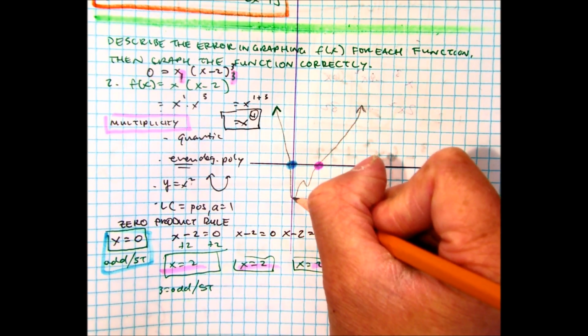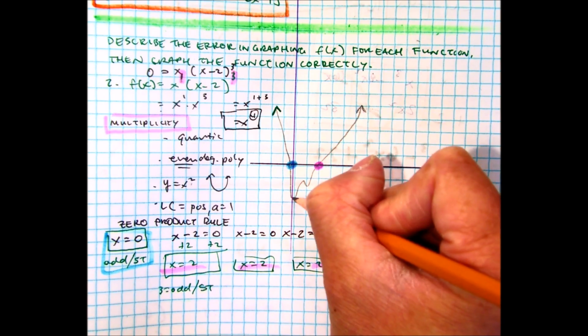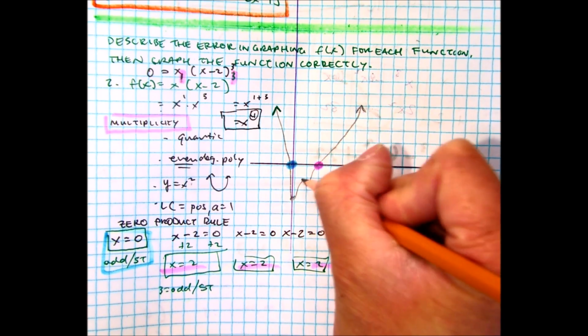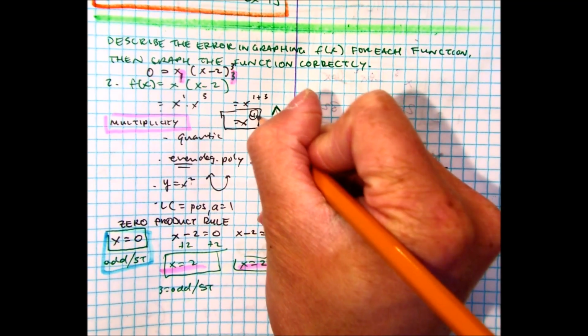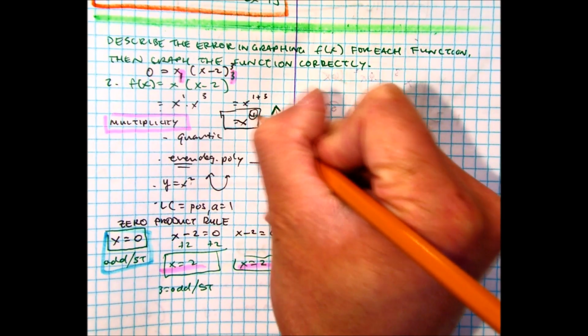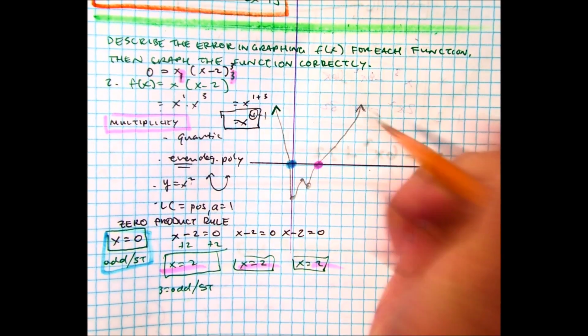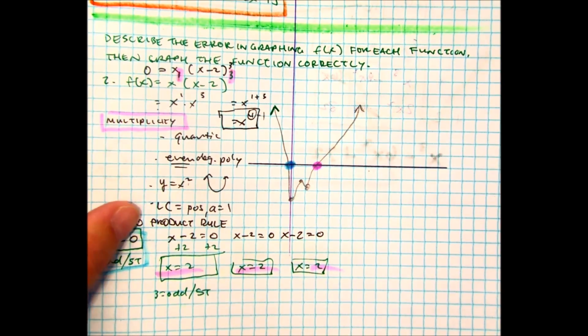So count the turning points with me, or count the maximums and minimums. Those are called extremas. Count with me. Ready, set, go. 1, 2, 3. That's essentially the number of extremas, maximums and minimums. It's the degree minus 1. Okay? So now I compare this to the graph they gave me.